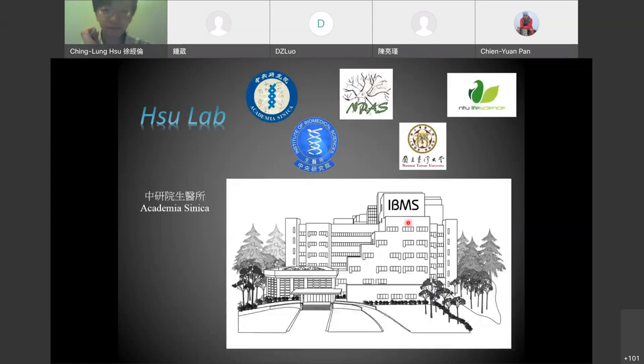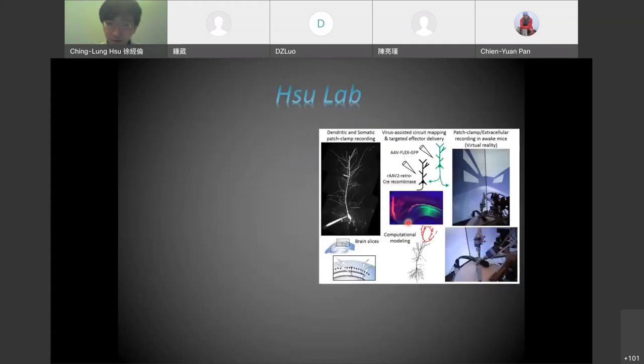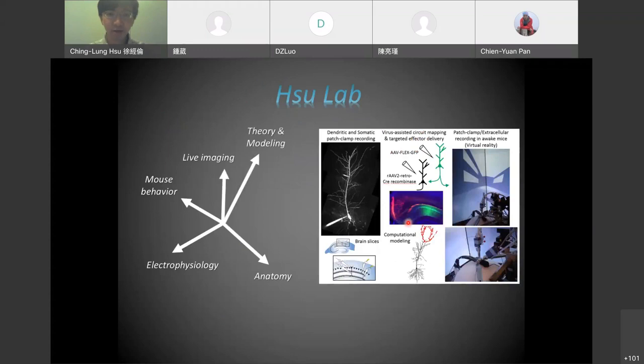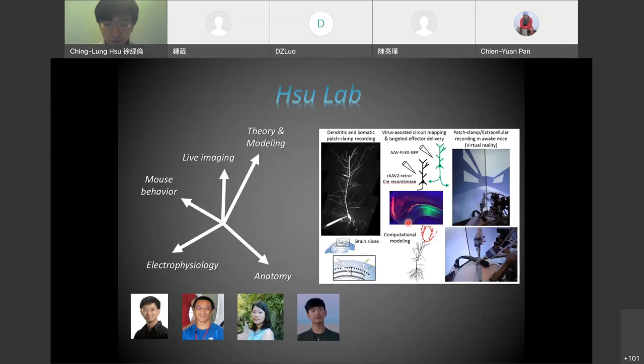So I want to end my talk by saying that my lab, just like Pan Lao Shi said, just started a few months ago at the Institute of Biomedical Sciences, Academia Sinica, IBMS. And my lab will use the range of different methods that I just mentioned, which covers electrophysiology, anatomy, mouse behavior, live imaging, and theory and modeling. And my lab is actively recruiting.